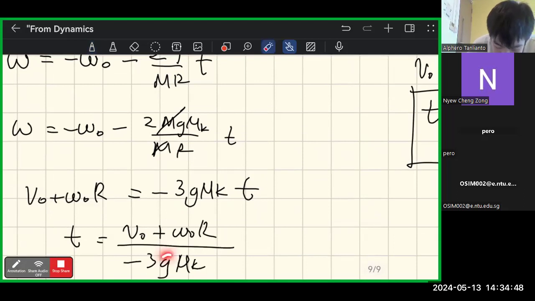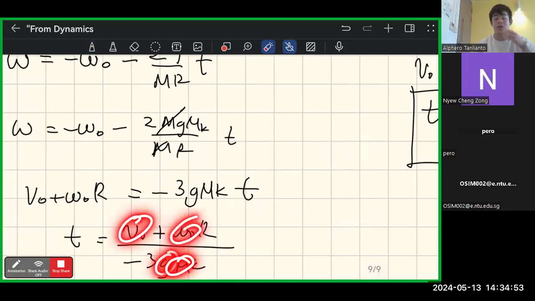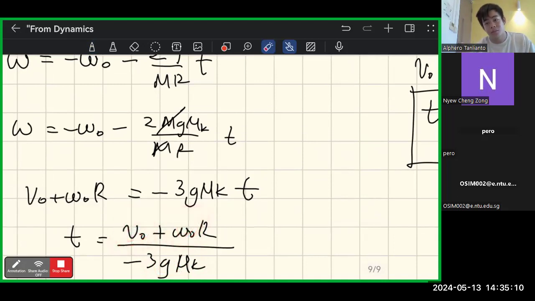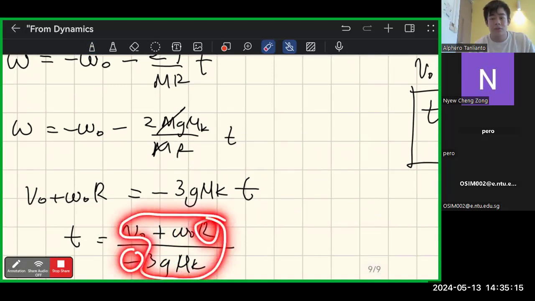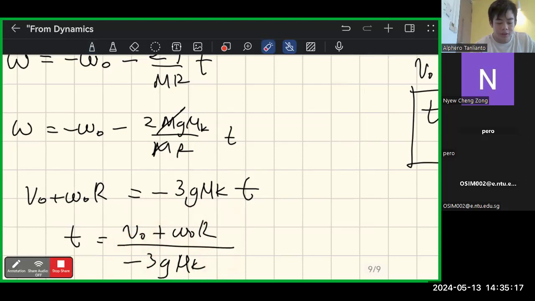You know that g is always positive, mu is always positive, and V naught and omega naught are known from the problem. The problem will not tell you that the velocity is negative something; it says the velocity is going rightwards with this much. So V naught and omega naught are just magnitudes, so they're positive, right? R is positive. So everything here is positive besides this negative value. So we can just say it's negative V naught plus omega naught r over 3g mu.